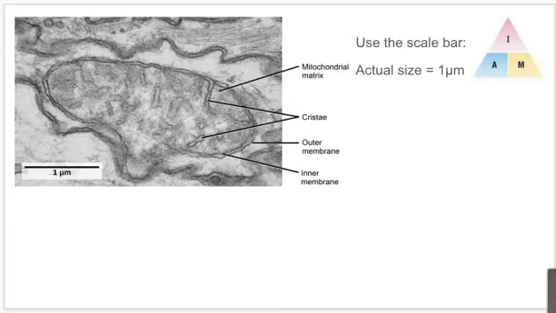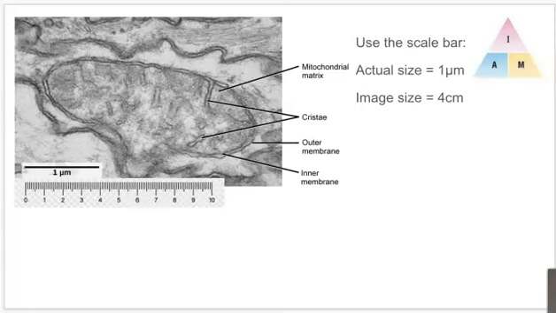We can use the information we've got on the scale bar. So you can see on the scale bar that the actual size of the length of that bar is 1 micrometer. And when we take a ruler to the drawing, the image size is 4 centimeters. So 1 micrometer in real life is being represented by 4 centimeters on the drawing.